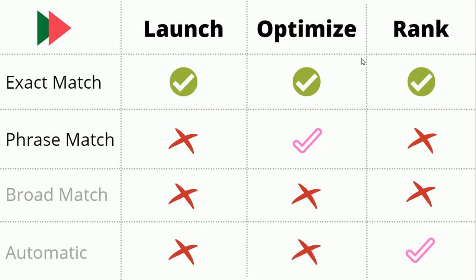And then at the ranking stage, once you are done with your ranking, at this phase also you are not running any phrase match campaign. At this phase also you are not running any broad match campaign. At this stage I may switch on my auto campaigns.